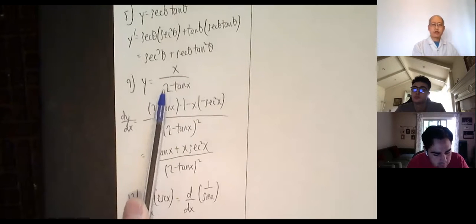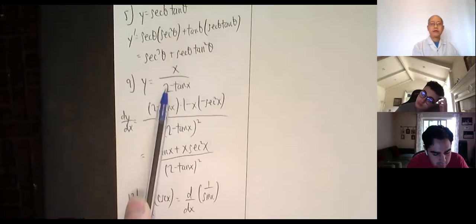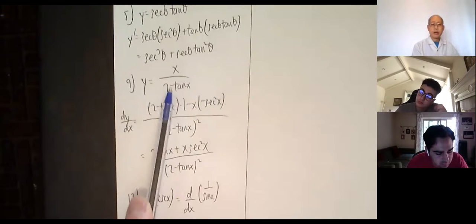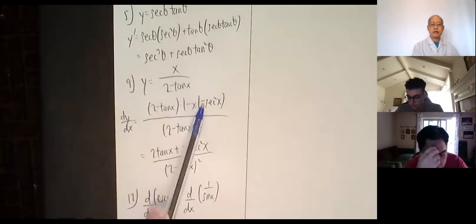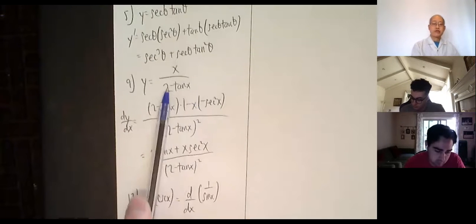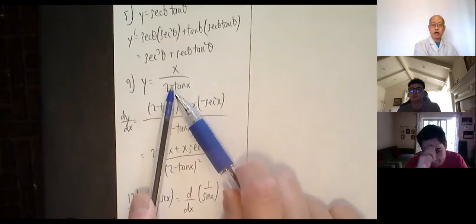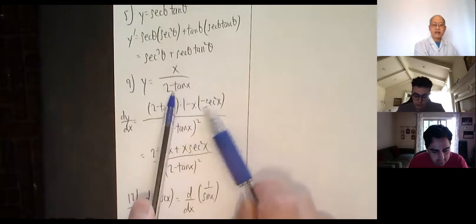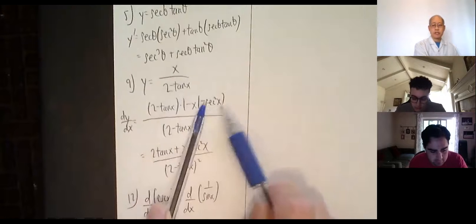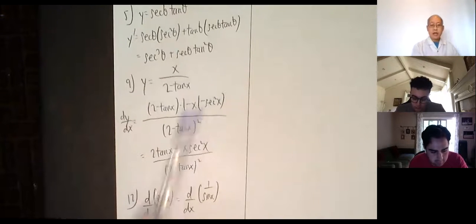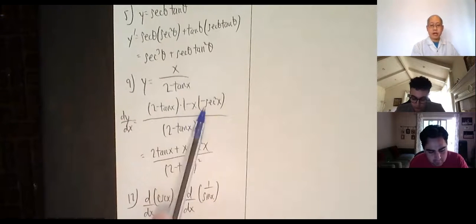So what's the derivative of 2 minus tangent x? The derivative of 2 is 0, so forget about it. Negative tangent x, the derivative is negative secant squared of x. This falls under the category of a constant multiplier, right? Pretend there's a negative 1. So the derivative is negative 1 times the derivative of the tangent, which is secant squared. And that looks like a double negative, so make it a positive.